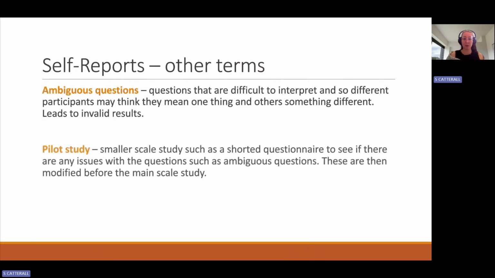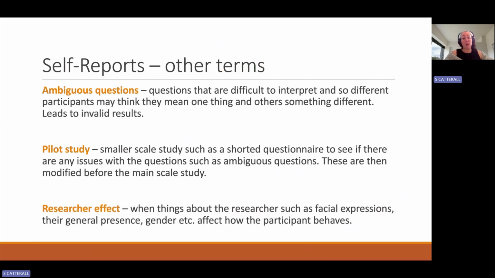And like some other terms, I mentioned ambiguous questions before, and this is the researcher effect that I've just mentioned. And then we've also got a pilot study that they might ask about. It's rare though, I don't think it's actually on the spec. Let me actually just Google and see.